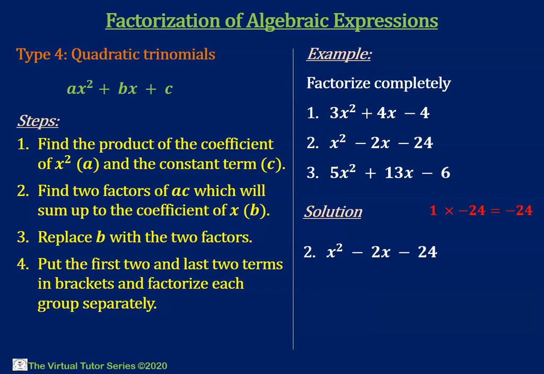Step 2. Let's find two factors of -24, which will sum up to the coefficient of x. The coefficient of x is -2, and two factors of -24, which will sum up to -2, are -6 and 4. Step 3. Let's now replace -2x with -6x and 4x. So we have x squared minus 6x plus 4x minus 24.